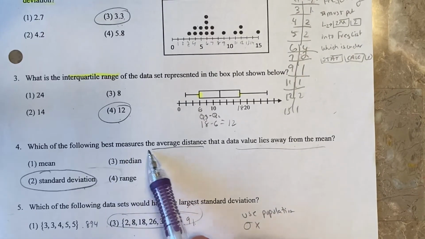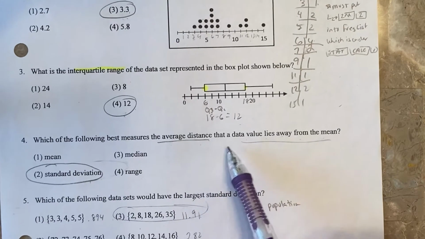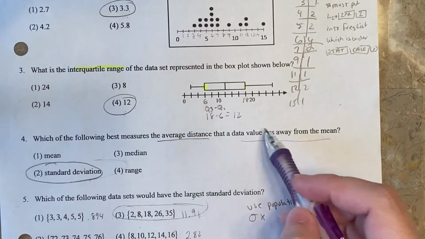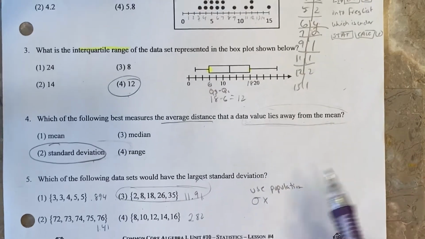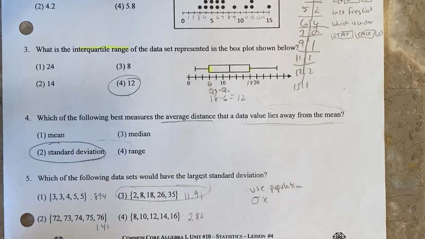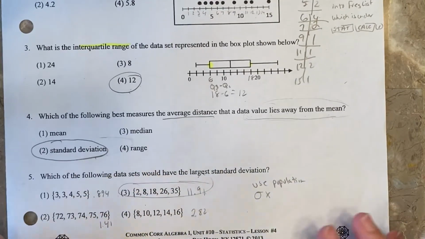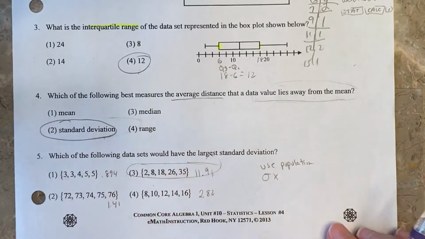Number 4, which of the following best measures the average distance that a data value lies away from the mean? So anything that describes this, they're always talking about MAD or standard deviation. Remember, MAD is usually the one that's taught in 7th grade and 8th grade, and then standard deviation is usually the one that's for the regents. So standard deviation it is.